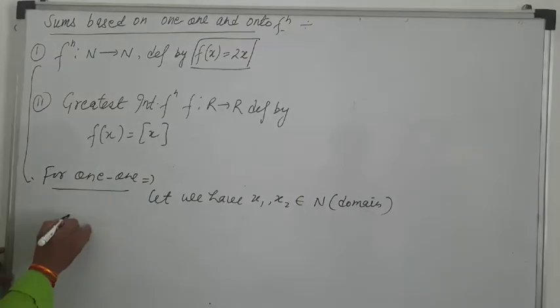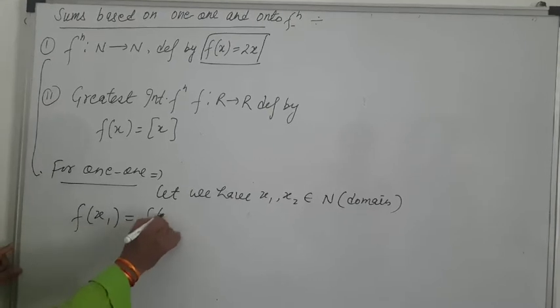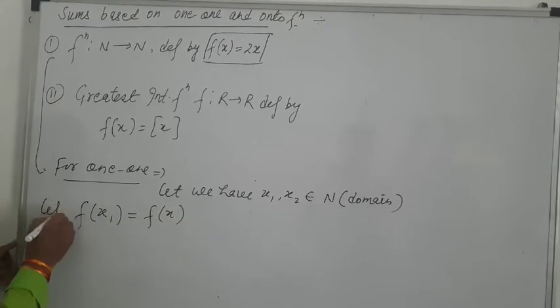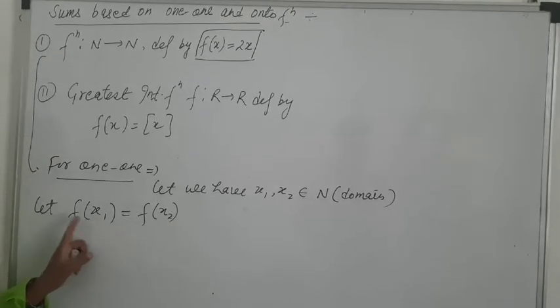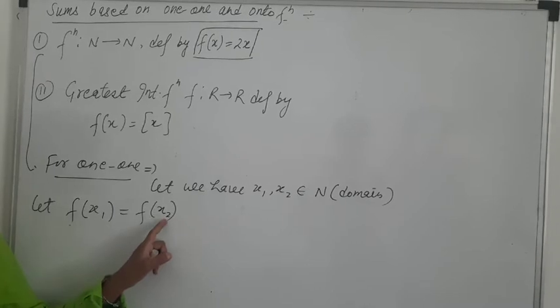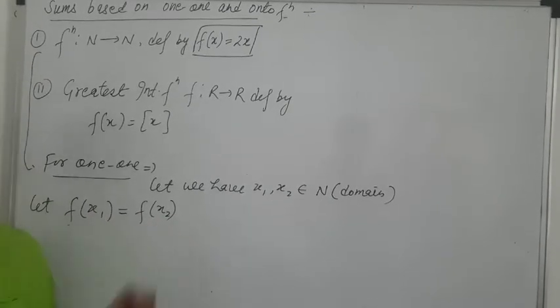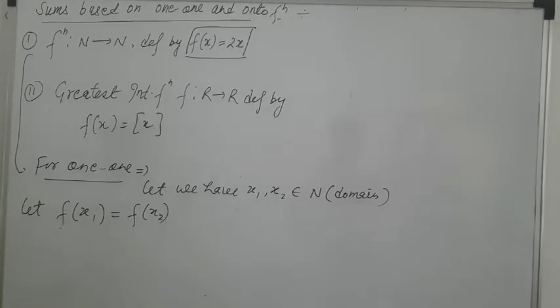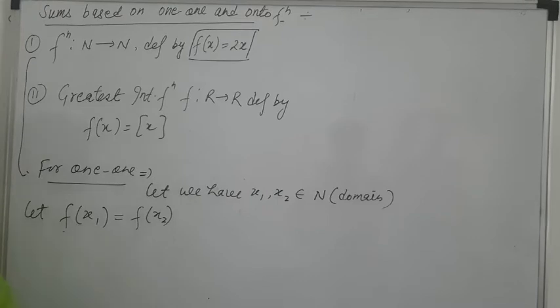So let we have f(x1) is equal to f(x2). Let this be given to us. It means the image of x1 is f(x1) and the image of x2 is f(x2). If this happens, then this must imply that x1 must be equal to x2. It means the same image has the same element.